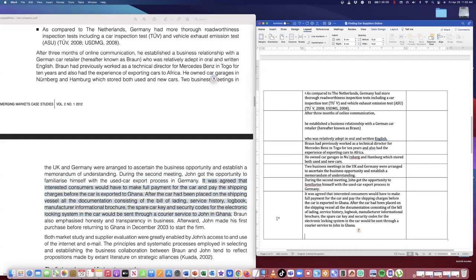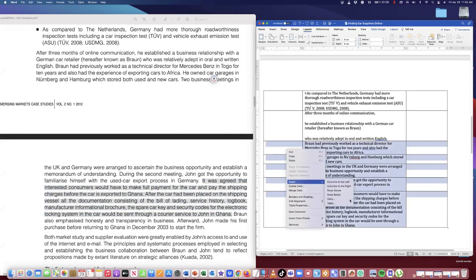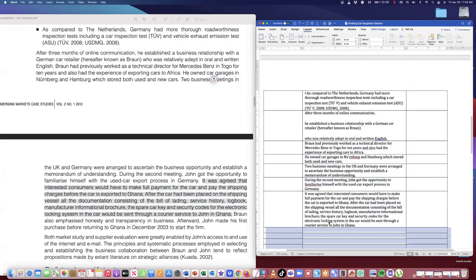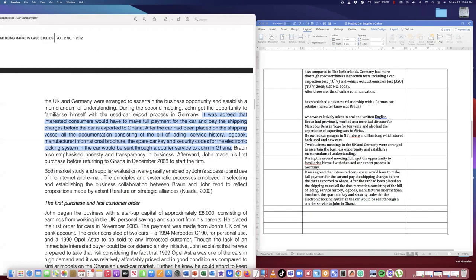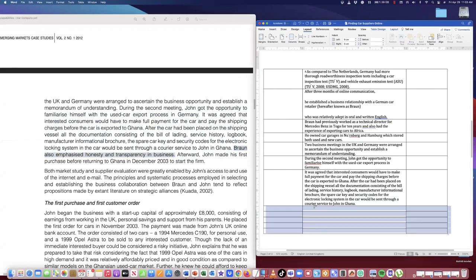Good. We are going over. I have a lot to code. Afterward, Braun emphasized honesty and transparency. So I think this is what John wanted, and this is what Braun wanted. Looks like that's what is happening here, because Braun also emphasized it. He's trying to add on to what was agreed. Okay.